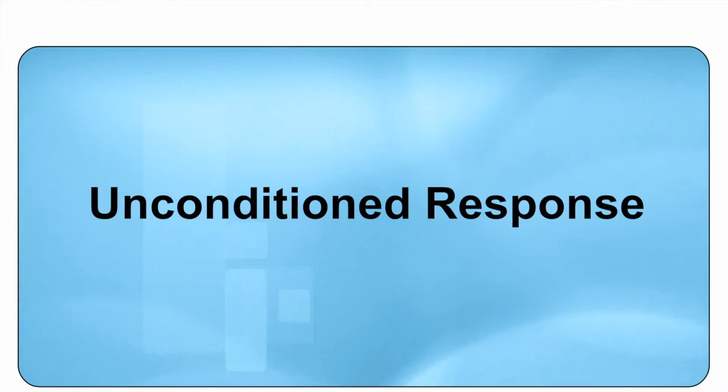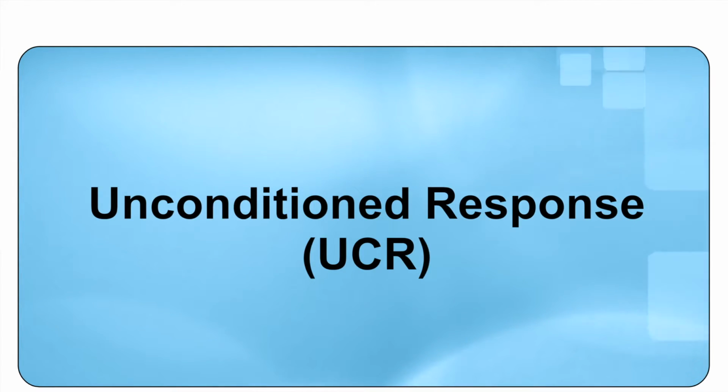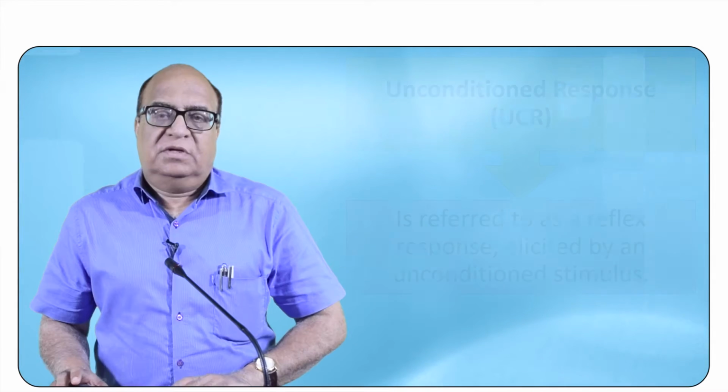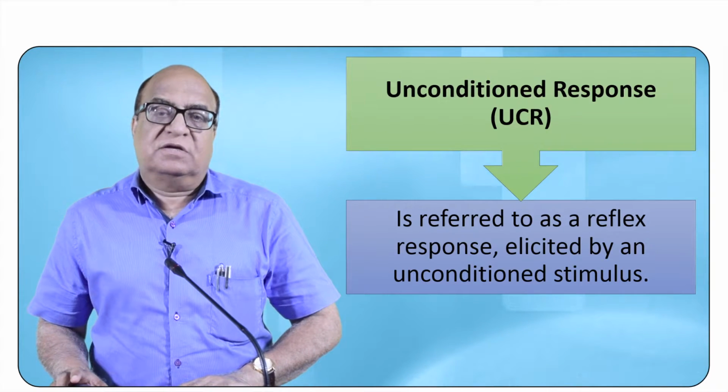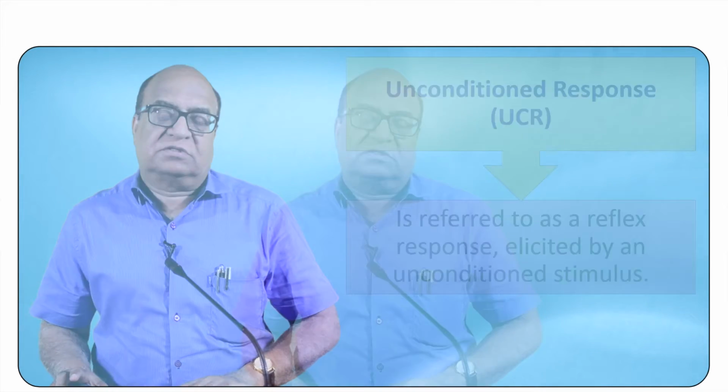Number two, unconditioned response, UCR, is referred to as a reflex response elicited by an unconditioned stimulus. For example, food given to the dogs is the unconditioned stimulus, UCS, and the salivation to the food is the unconditioned response, UCR. It is something which is unlearned and exists in our nervous system.